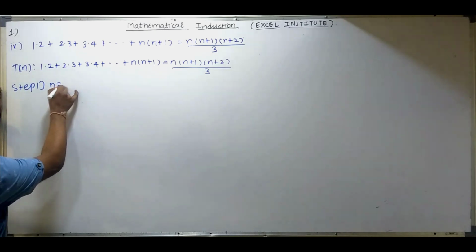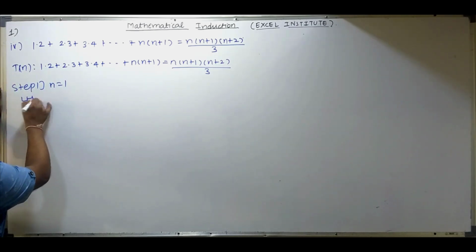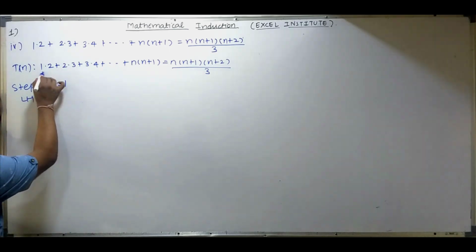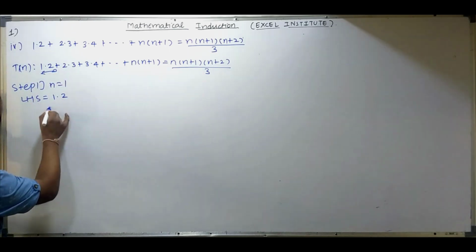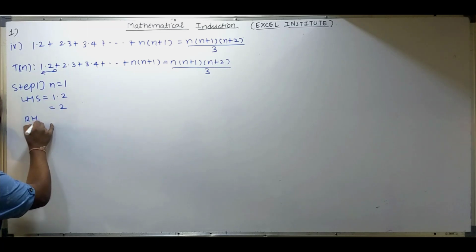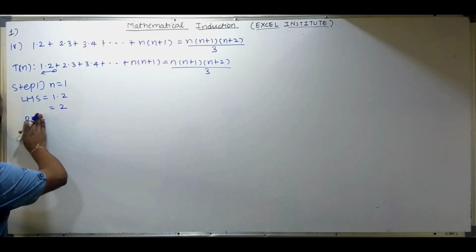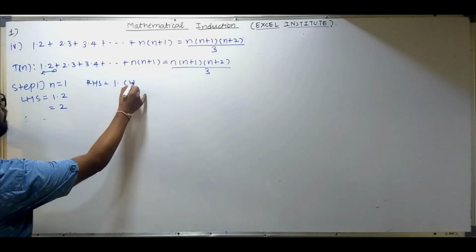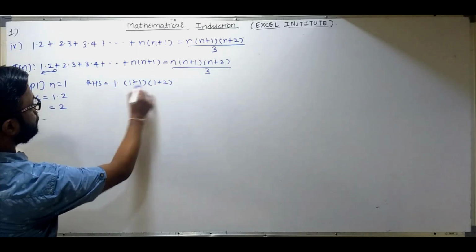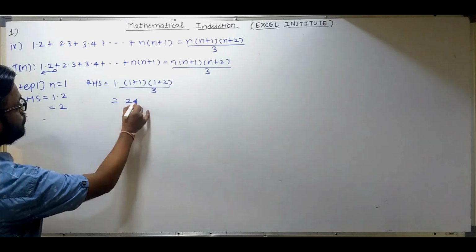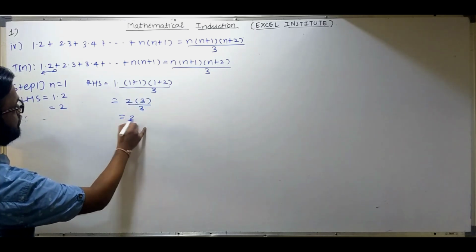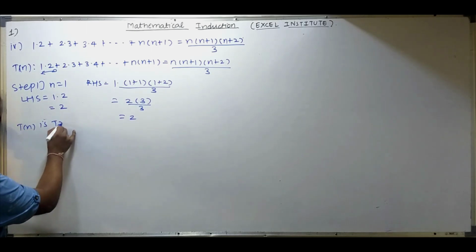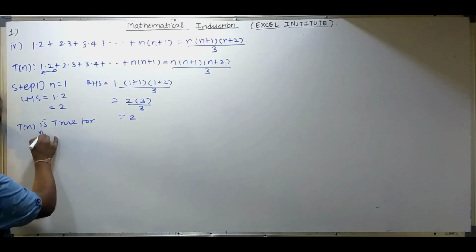Let n equal to 1. So LHS is what? First step. n equal to 1 represents the first term, beta. Now the first term is 1 into 2, that is 2. What about RHS, beta? RHS is 1 into 1 plus 1, into 1 plus 2, by 3, so 2. Okay, so T of n is true for n equal to 1.